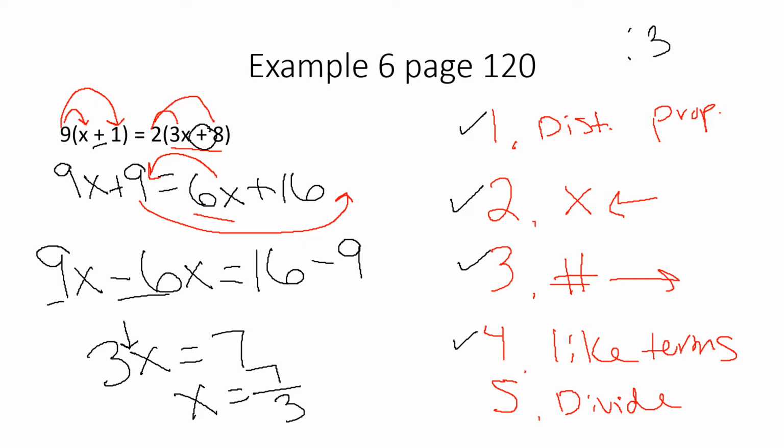Okay? Now, we can leave it improper, but we have to reduce it. In this case, 7 over 3 is already simplified as far as it can go. I boxed that in all kind of wonky.